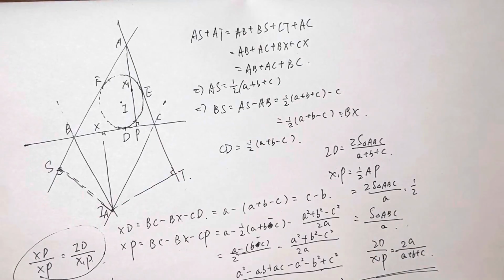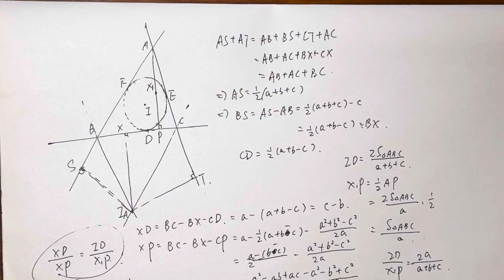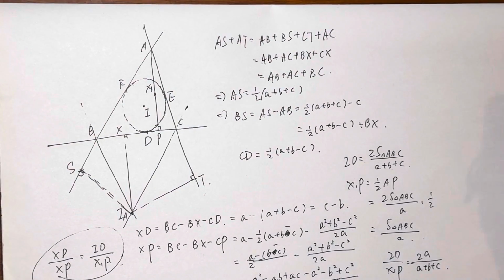Which means X, I, X1 are collinear. And that is saying Y1, I are collinear, Z1, I are collinear. So X1, Y1, Z1 are concurrent at I. Okay.